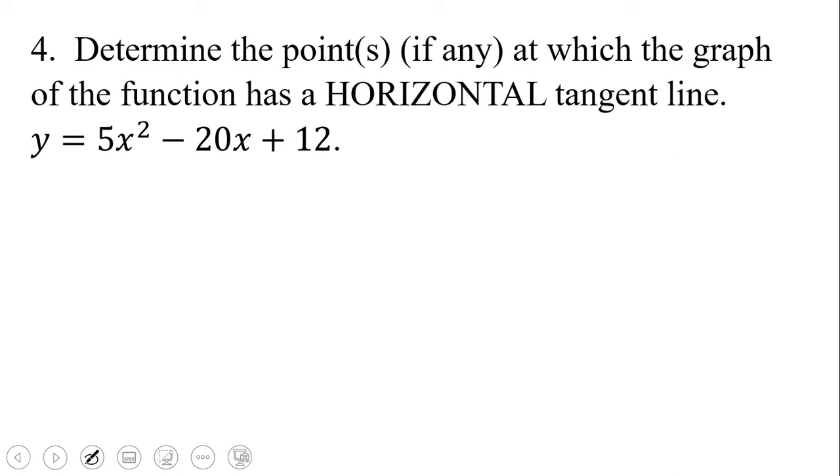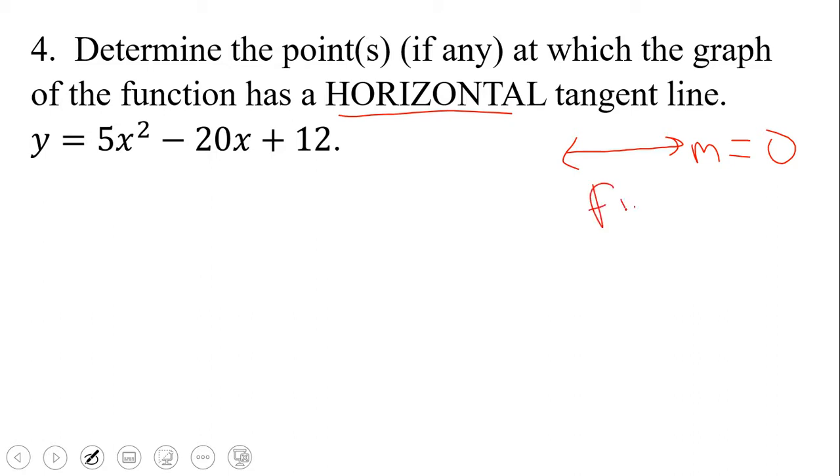Finally, they might ask you for specific tangent lines, and that one in particular is the horizontal tangent line. So determine the points, if any, at which the graph of the function has a horizontal tangent line. Hopefully you remember a horizontal line looks like this and has a slope of 0. So determine the points at which the graph has a horizontal tangent line.